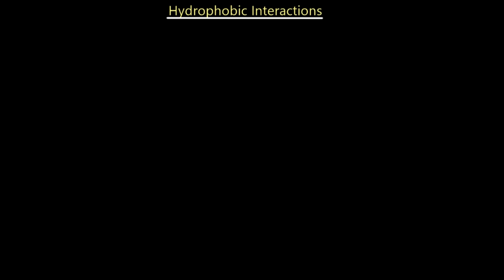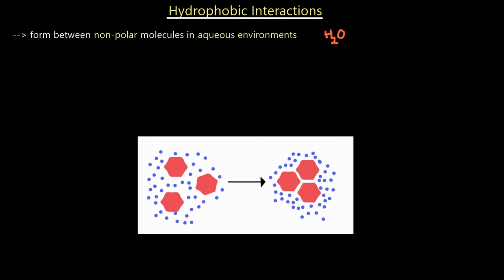The last type of weak interaction we're going to discuss is called hydrophobic interactions. And hydrophobic interactions typically form between nonpolar molecules in aqueous environments, so in water. And how hydrophobic interactions occur is best described with an illustration. So what we have here is these three nonpolar molecules that are thrown into an aqueous environment. And as you can see, what occurs here is that the three nonpolar molecules, they tend to stick together in order to push the water out and to have the smallest surface area interacting with the water.